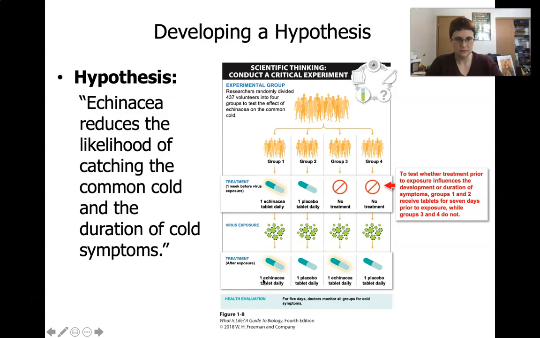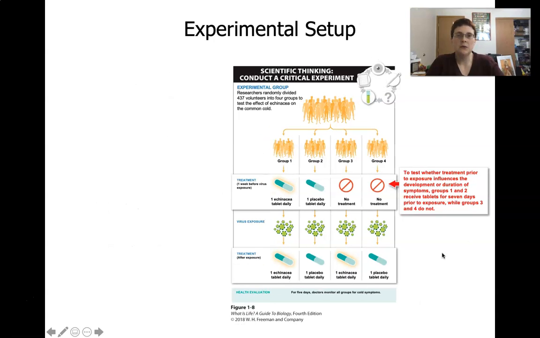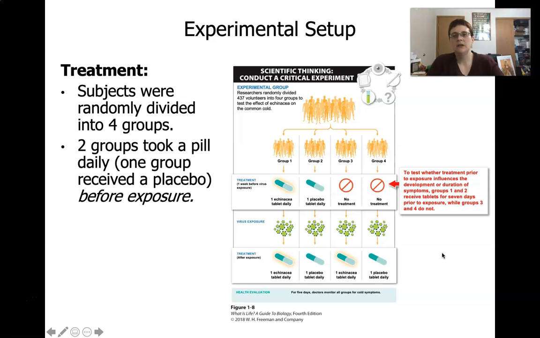So in each one, you still have one with a placebo, one with a sugar pill, one with echinacea. And then for the group that had no treatment to start with, same thing, one with echinacea, one with their sugar pill. And then for 5 days, the doctors will monitor all groups for their cold symptoms. So that is what they're going to do. So the treatment, oh, look at that. I just described all of it.